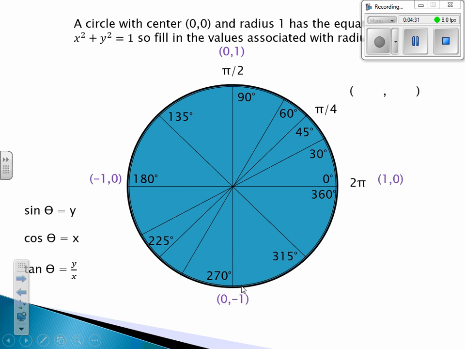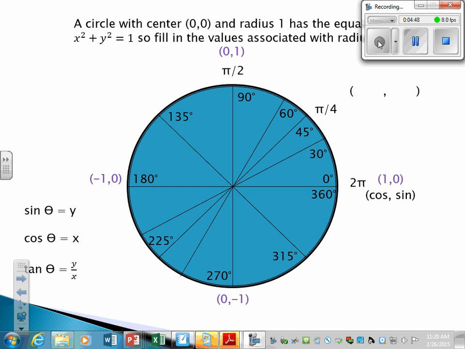And 0, -1. And this is because it's a radius 1. So if I started my coordinate system here at the origin, 0, 0, that would be 1, 0. 0, 1. -1, 0. 0, -1.